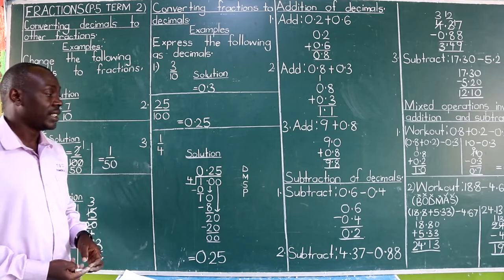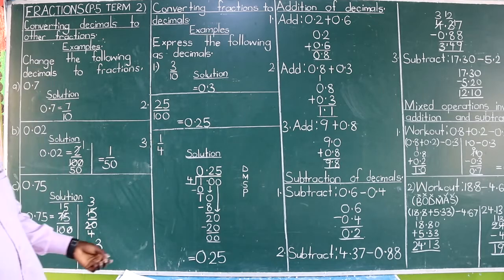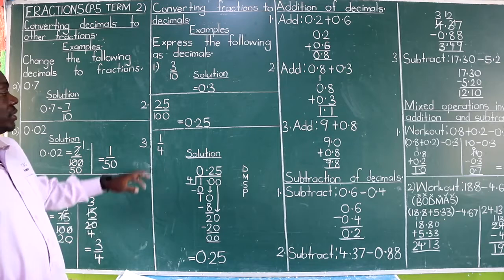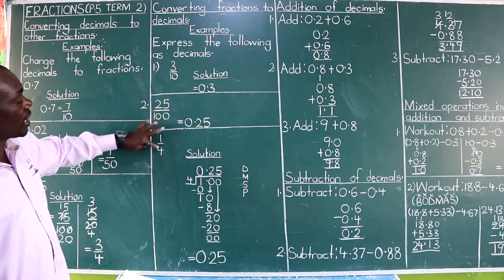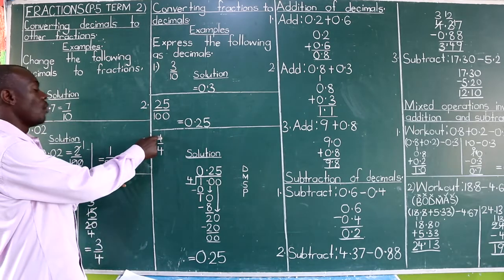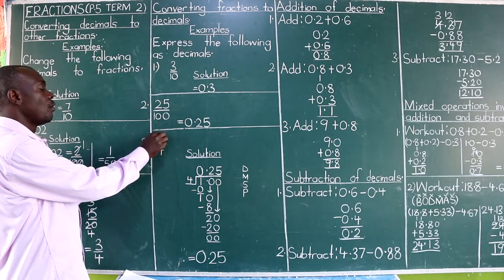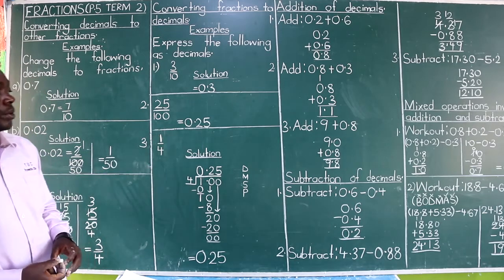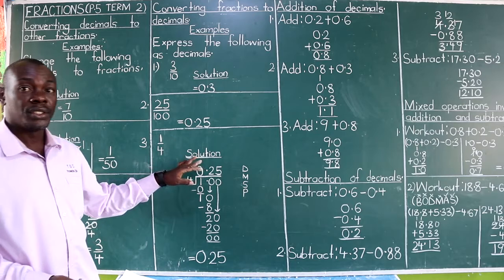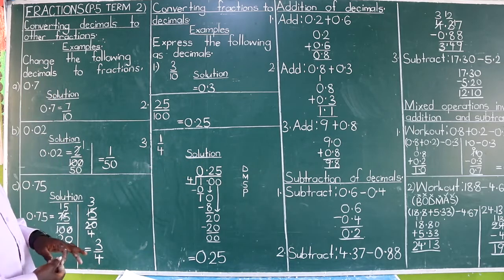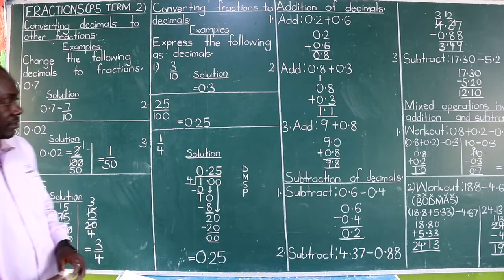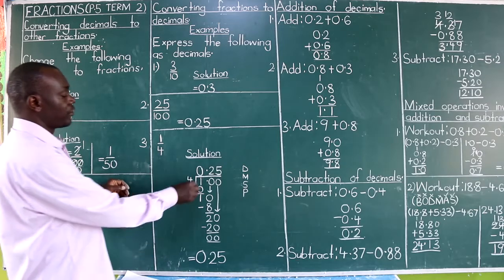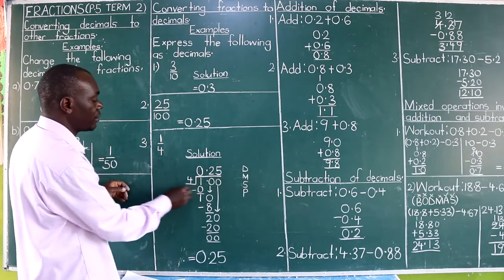Here, a quarter as a decimal. Here you are going to use long division because a quarter, or 1 out of 4, means 1 divided by 4. So this is the way you work out. Now we say 1 divided by 4.